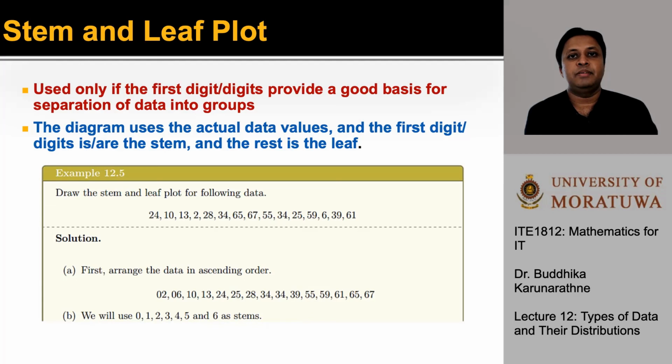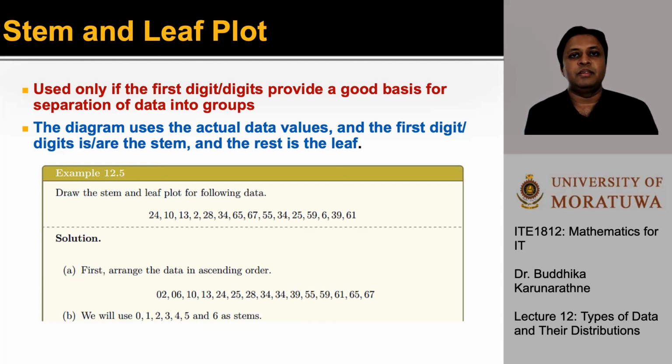We'll take an example that will be easier to understand. Draw the stem and leaf plot for the following data. You are given a series of numbers. The first step is to arrange the data in ascending order. So you arrange it, and you get 0, 2, 0, 6, 10, 20, 13, 24, and so on. So how do you select the stems? In this case, we can select 0, 1, 2, 3 until 6 as the stems.